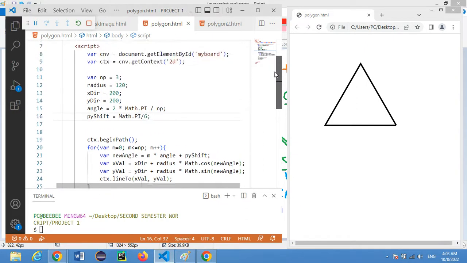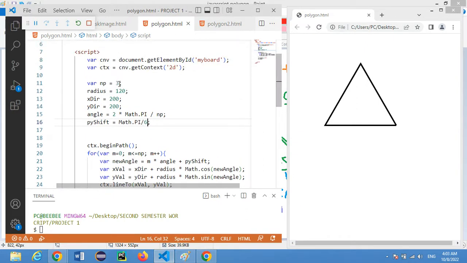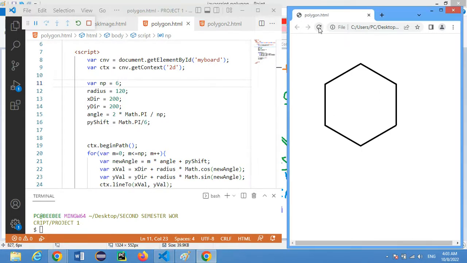Then we can as well change the number of sides of our polygon. Let us generate a hexagon. Then make the number of sides 6. Save it and refresh your browser. And this gives us what? 6 sides. With this code, we have been able to use HTML canvas and JavaScript to generate two different types of polygon, and that is triangle and hexagon.